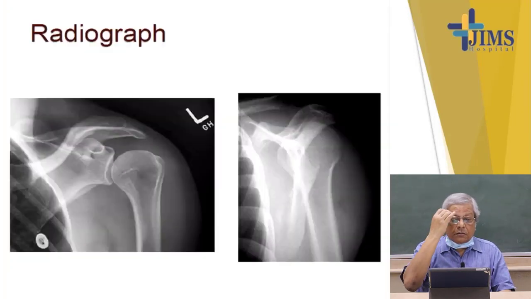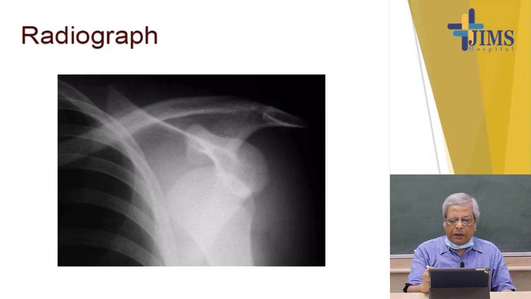Of course, you will take an X-ray. This is a normal radiograph. Here you can see the glenoid. This is the glenoid, this is the humeral head, this is the acromion process, and this is the coracoid process. Normally it lies like this. Due to violent trauma, this comes out of the socket and tends to lie here.